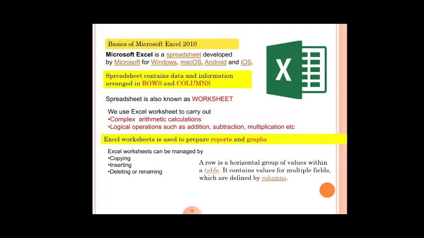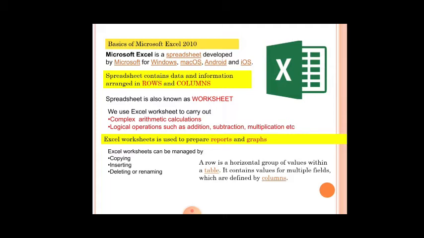So Microsoft Excel is a spreadsheet. We all know that it's a spreadsheet developed by the Microsoft company for Windows, Mac OS, that is Mac operating system, Android and iOS. A spreadsheet contains the data and the information arranged in rows and columns. So basically we are going to create a table, where a table is made up of rows and columns. A spreadsheet is also known as a worksheet. In other words, it's also called a worksheet.